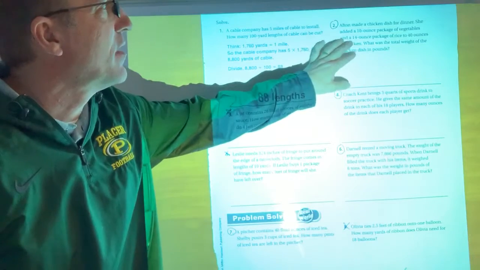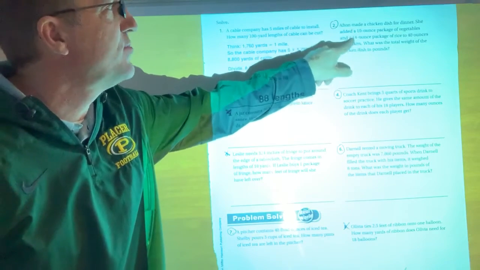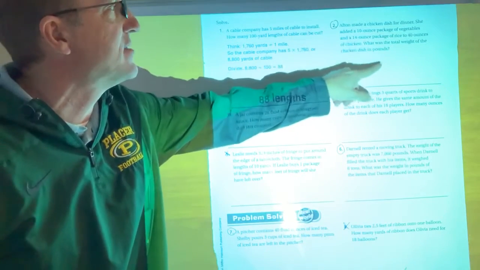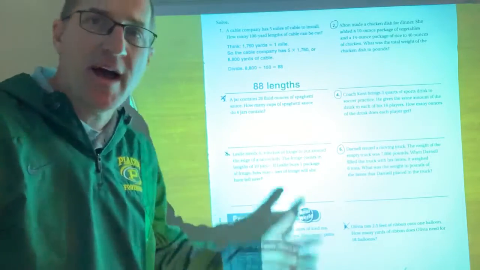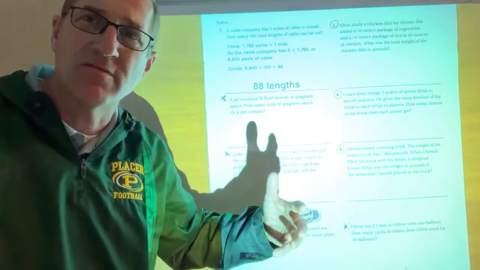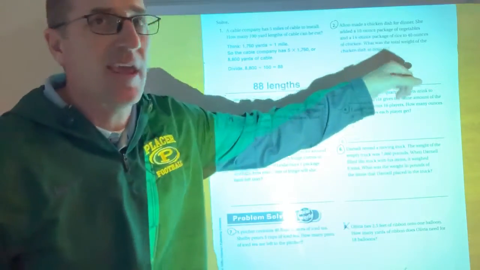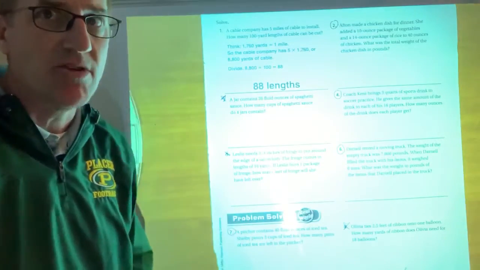We've got a 10-ounce package of vegetables, a 14-ounce package of rice, and 40 ounces of chicken. What was the total weight in pounds? So I'm going from ounces to pounds. It says "and," right? So, okay, you can handle that one.